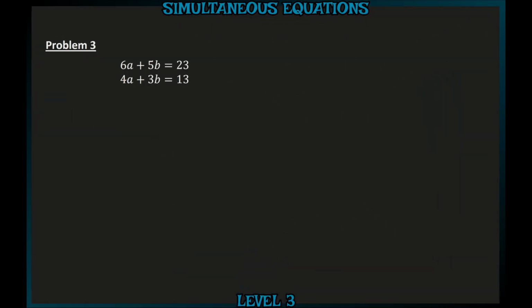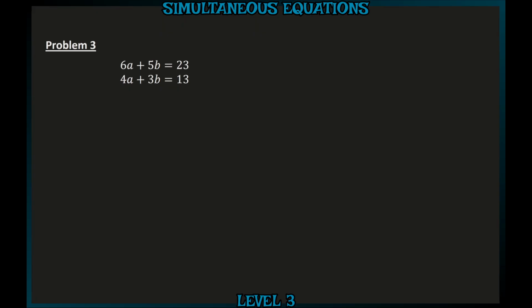In problem 3, we're solving 6a plus 5b equals 23 and 4a plus 3b equals 13. Now again, we'd like to eliminate either the a's or the b's, and we don't have the same number in front of either of those pairs, so we need to make those numbers the same.